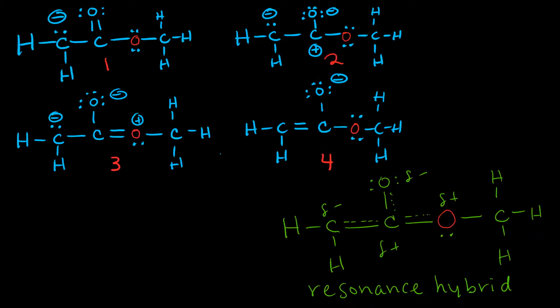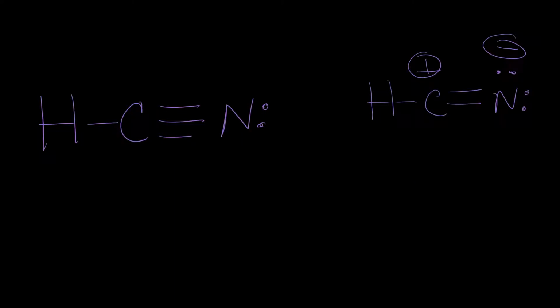Also note that electrons can localize on more electronegative atoms via resonance. So in structure 4, the most electronegative atom has the most electron density around it, and that's a stabilizing effect as well. Now let's revisit HCN.